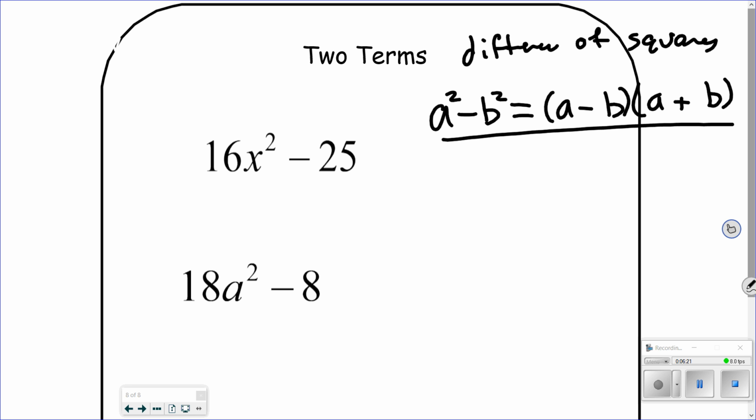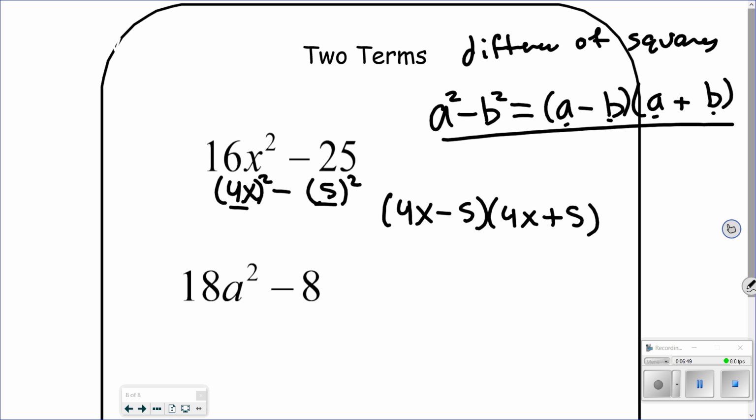So the way I recognize difference of squares is because there's 2 terms. Now check for a common factor first. 16 and 25 do not have a common factor. So let's see if difference of squares works. What can I square to get 16x squared? That would be 4x. Minus, what can I square to get 25? That would be 5. So this is my a and this is my b. That's what I'm going to plug in here and here and there and there. So this factors to be 4x minus 5, 4x plus 5.